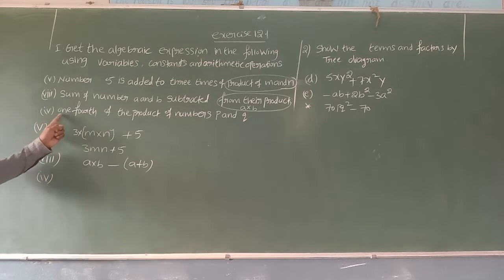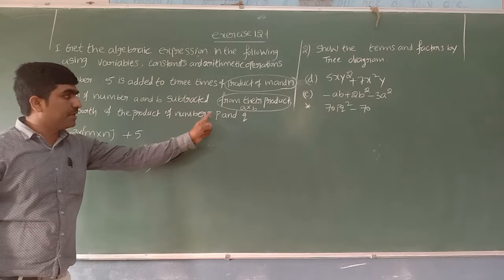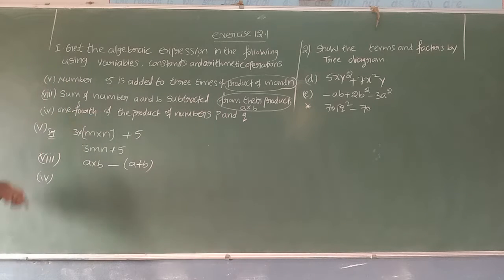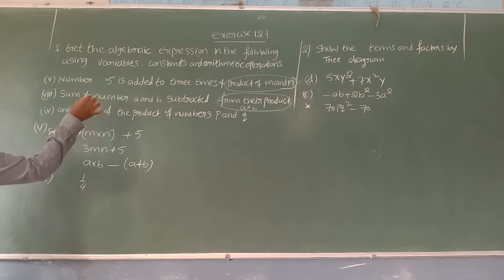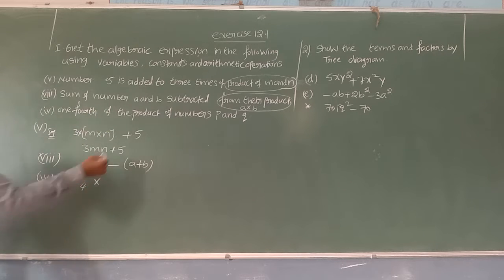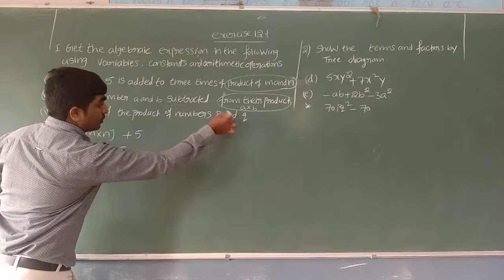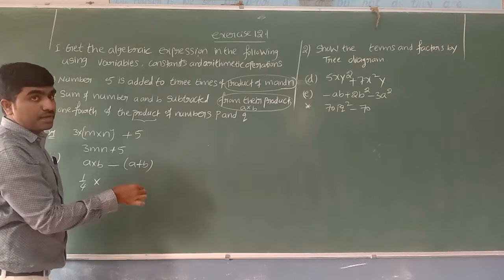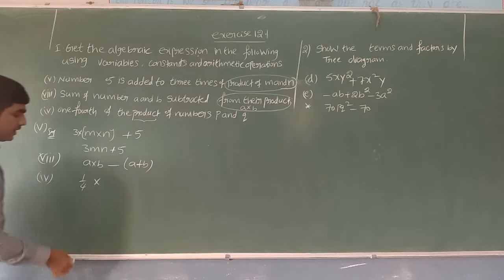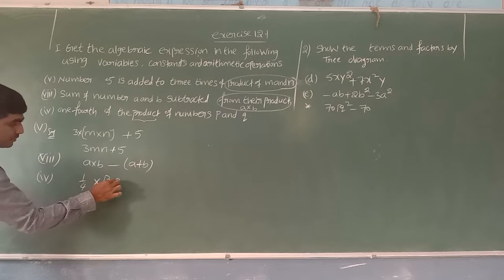You can see one more, the fourth one. 1/4 of the product of numbers p and q. 1/4 of means 1/4, or 2/3, 3/4, like that. Of is nothing but multiplication. The product of numbers p and q. The word product means multiplication, multiplication of p and q. We can write p into q.